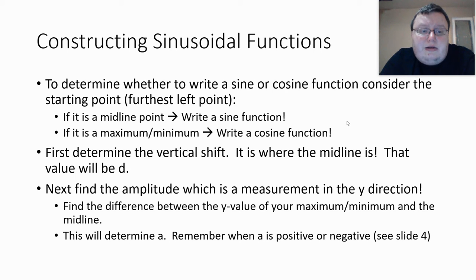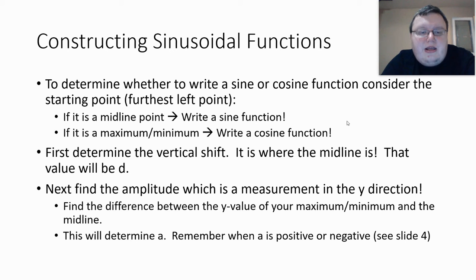Next, you're going to determine your vertical shift. It is where the midline is. That value will be D. It's easiest to do the writing in the same order that you did graphing. However, the difficulty of each little part is a little different this time. We start with the vertical shift first, then the amplitude, then the period, and we finally end with the phase shift. You could do the period and the phase shift in either order.